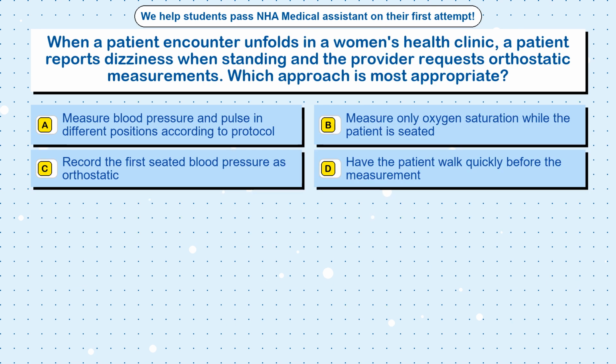Question 98. When a patient encounter unfolds in a women's health clinic, a patient reports dizziness when standing and the provider requests orthostatic measurements. Which approach is most appropriate? Option A, measure blood pressure and pulse in different positions according to protocol. Option B, measure only oxygen saturation while the patient is seated. Option C, record the first seated blood pressure as orthostatic. Option D, have the patient walk quickly before the measurement.